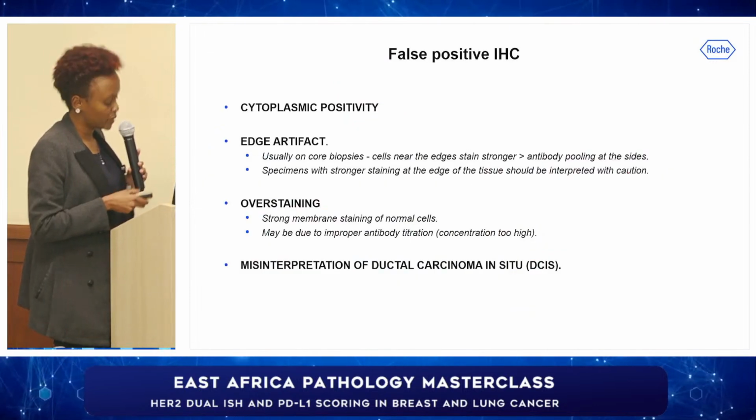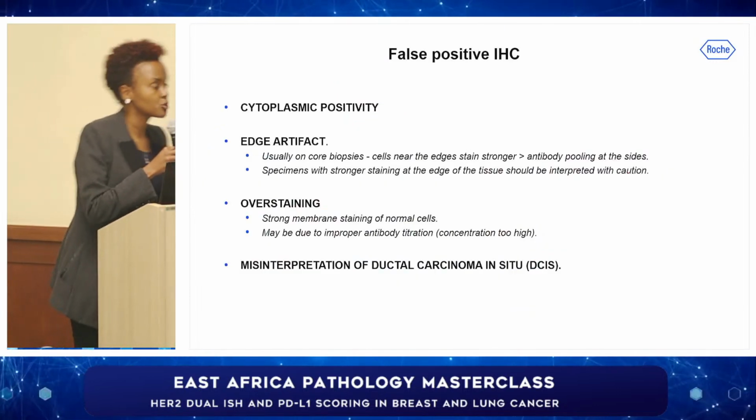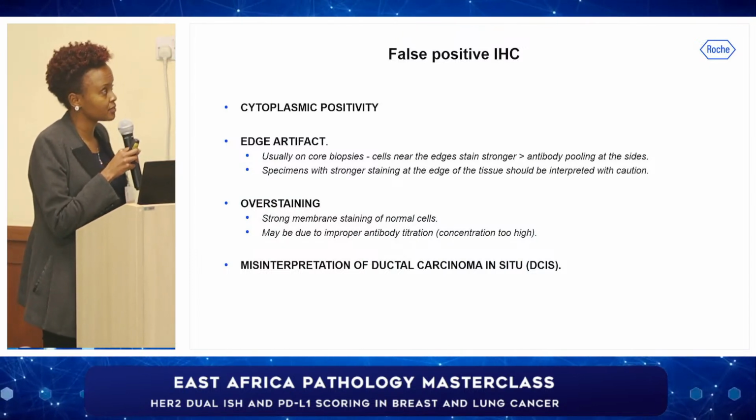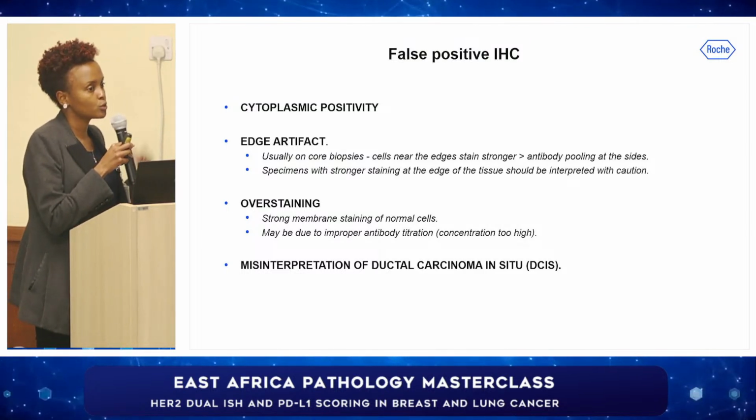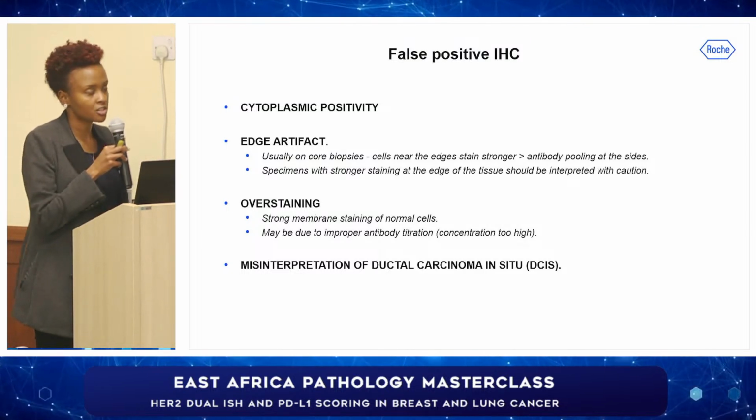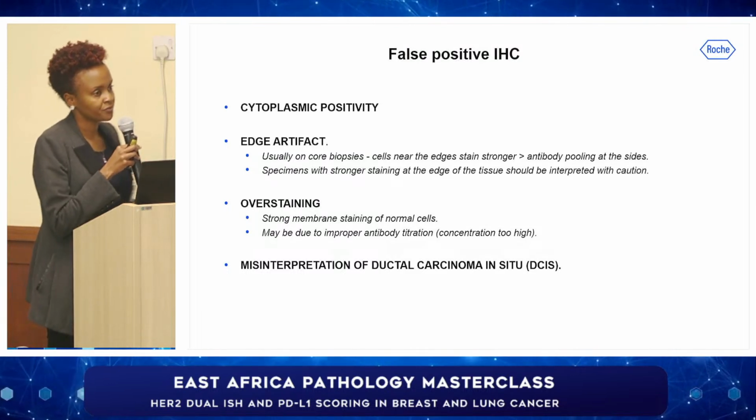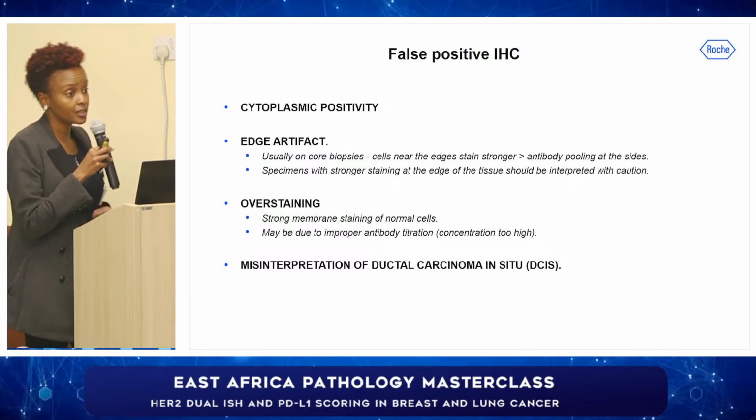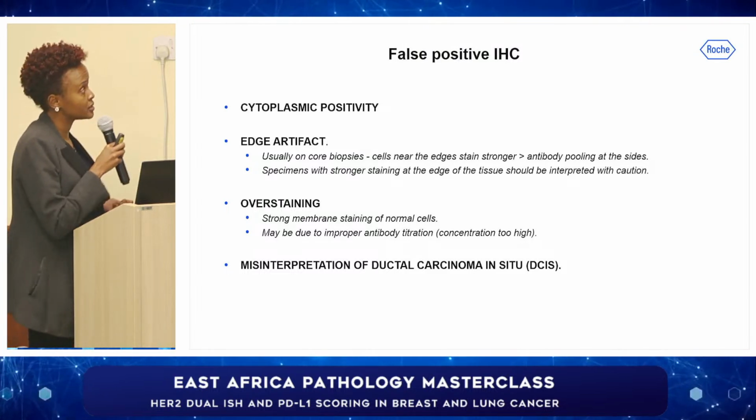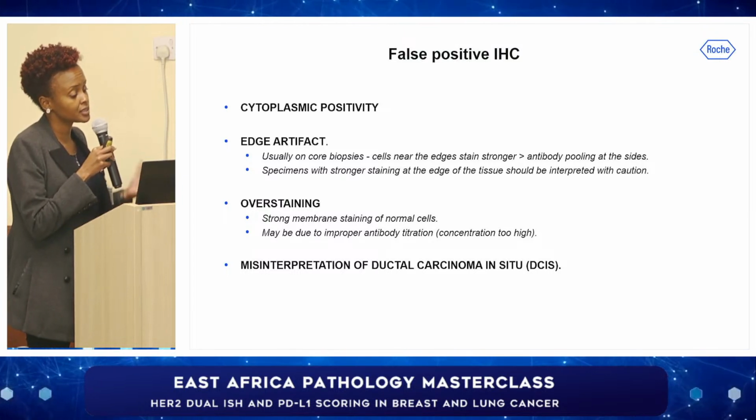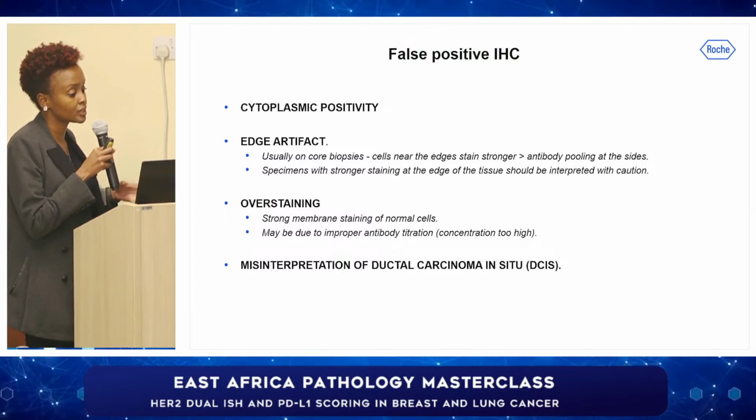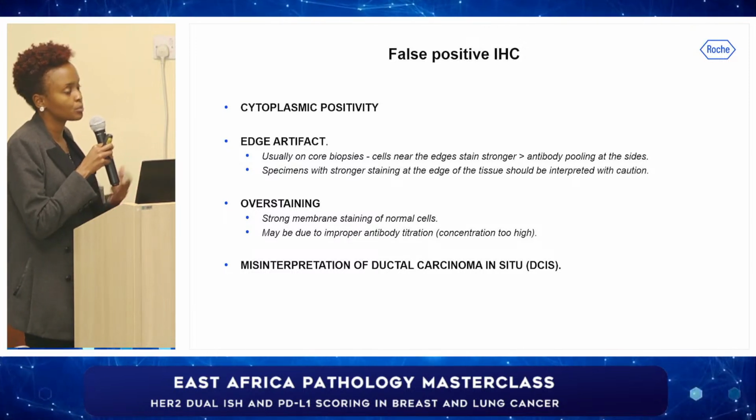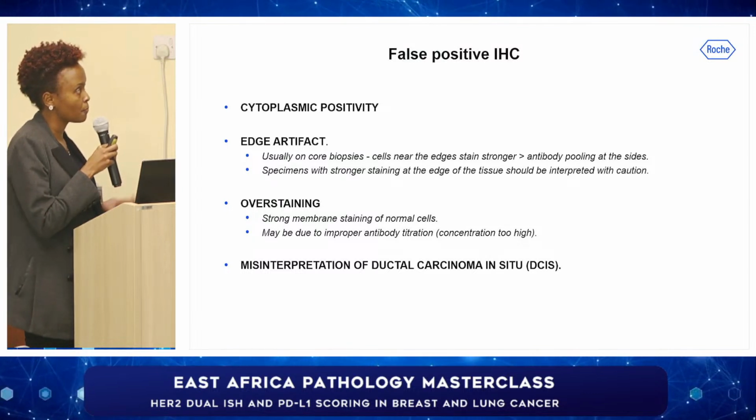Now, we can have false positive immunohistochemistry with HER2 staining. The commonest would be cytoplasmic positivity. Just to reiterate, we do not consider cytoplasmic blush when we are scoring HER2. Another cause of false positive results would be your edge artifact, and this particularly tends to be seen with core biopsies where the cells near the edges will stain stronger because the antibody is pooling, okay? It's important to interpret such cases with caution.